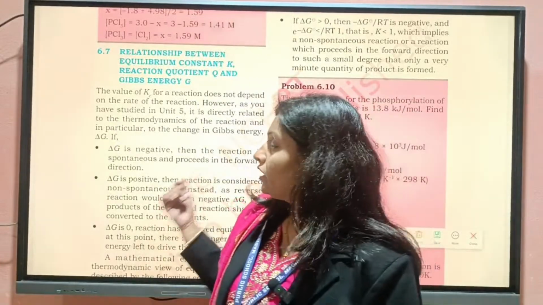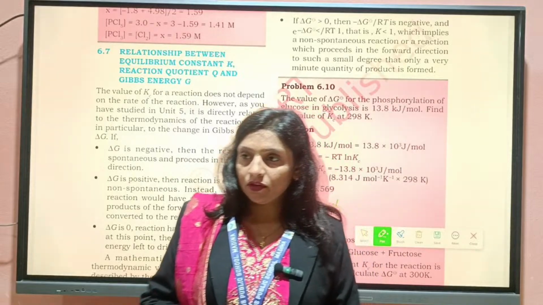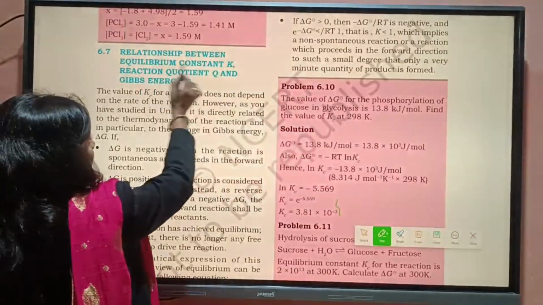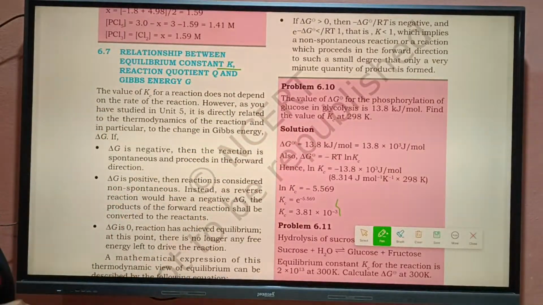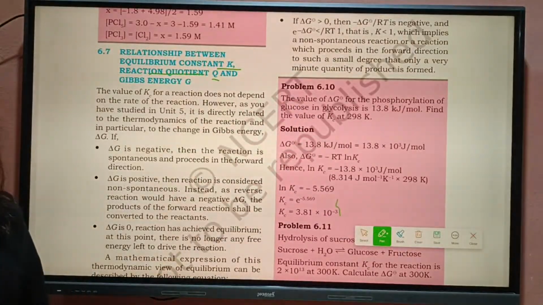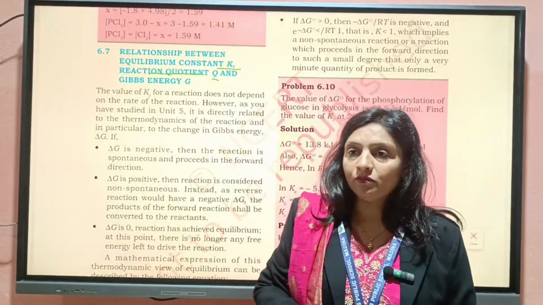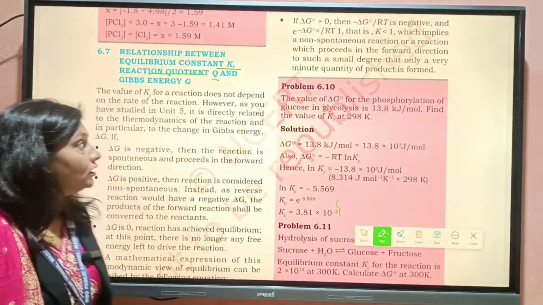Unit equilibrium. So students, today we will see the relationship between K. K is the equilibrium constant, you all know. Reaction quotient Q means if you want to calculate the constant at any concentration, not at equilibrium, that is known as the reaction quotient Q.